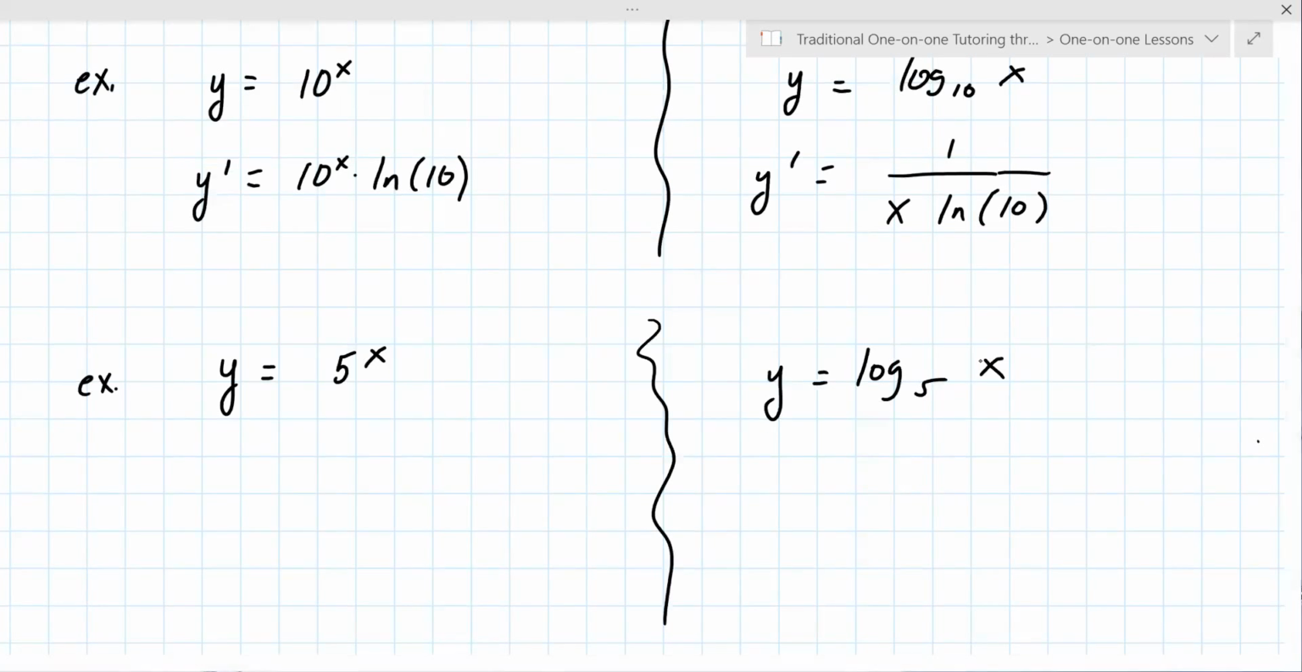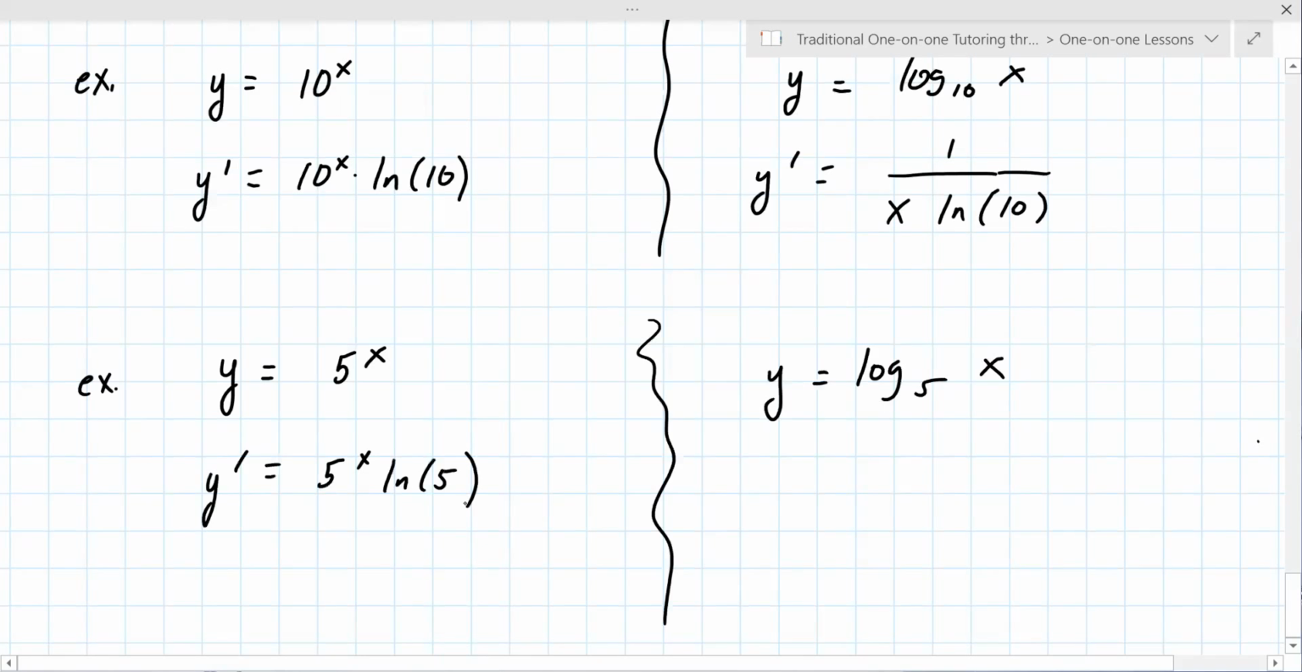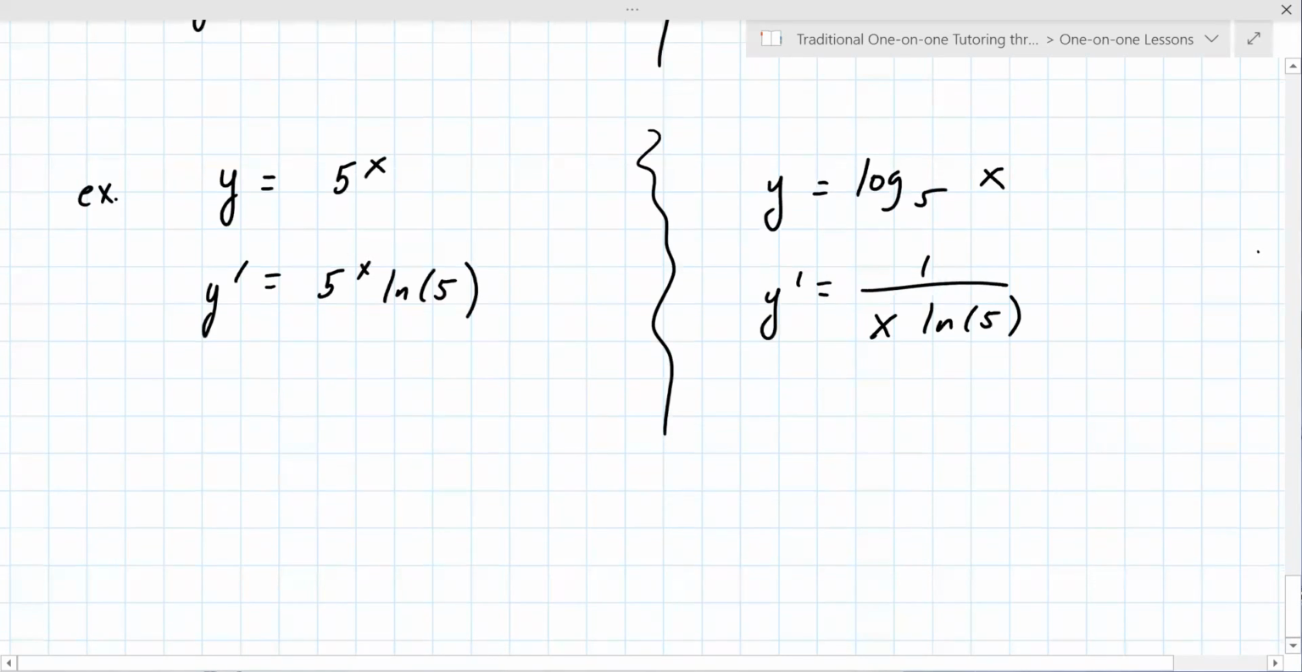So that's going to be 5 over x times natural log times 5. Okay. And how about on the right here? It's going to be 1 over x ln times 5. All right. Now let's go back and do the ones that we just talked about.